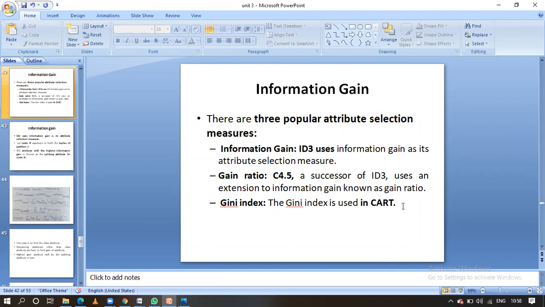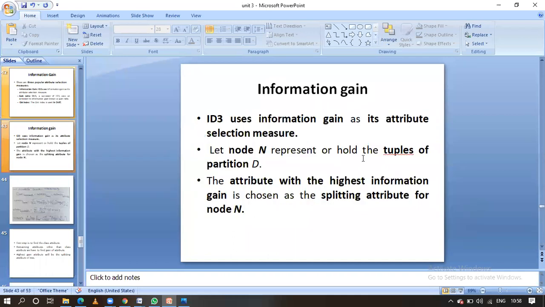Okay, where we are going to use this one related to the cart. Let us see the first one, guys, that is information gain. In the attribute selection measure we are going to use this information gain, particularly for ID3 we are going to use this procedure.